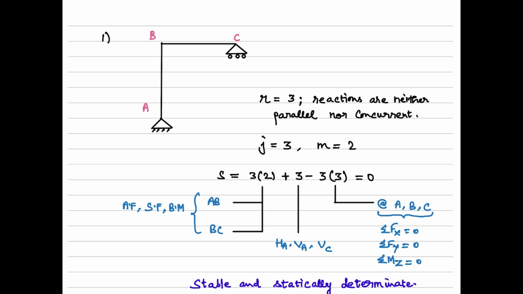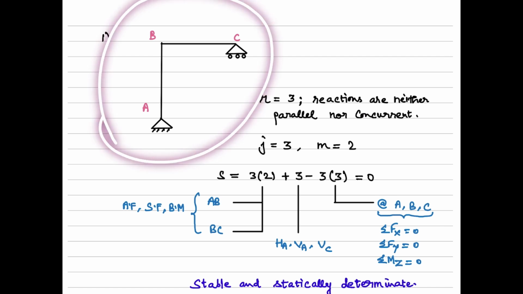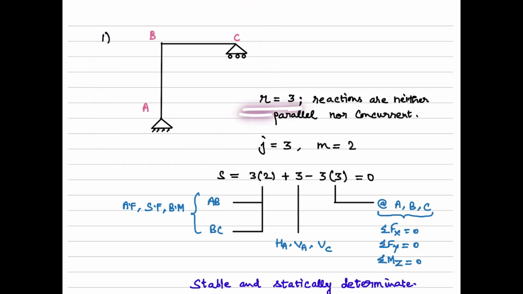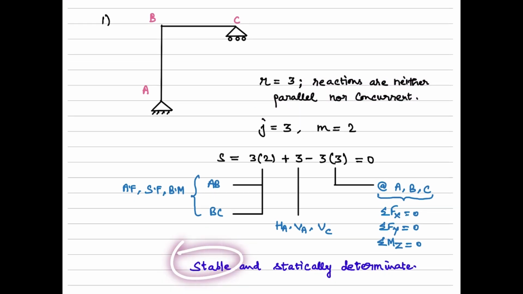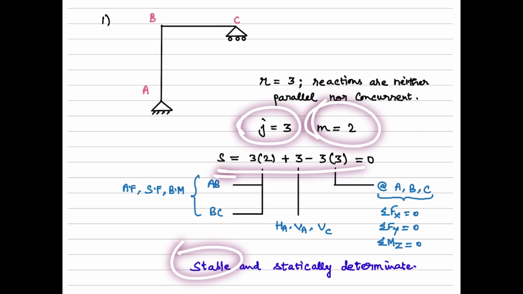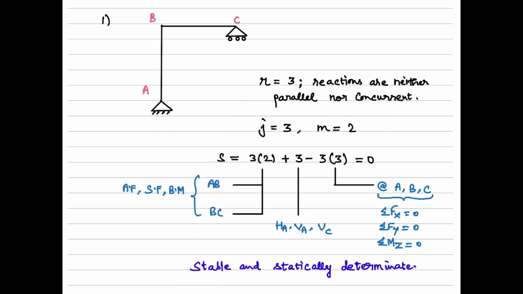In this case, we have a simple frame where we can see that the number of reactions is equal to 3. But we also see that the reactions are neither parallel nor concurrent, which means this frame is stable. That is the direct conclusion. Then we see that the number of joints is equal to 3 and the number of members is equal to 2. If we use this in the formula 3m plus r minus 3j, it gives a value of 0, which means this frame is statically determinate and stable.